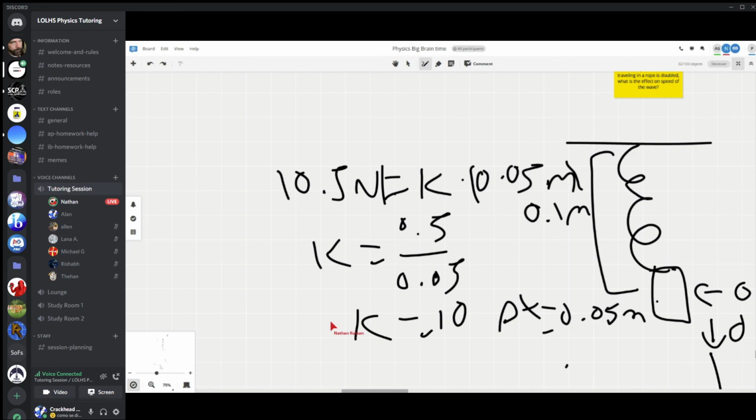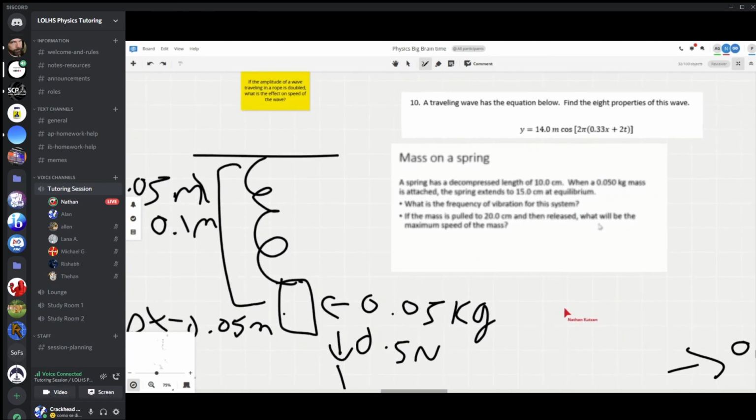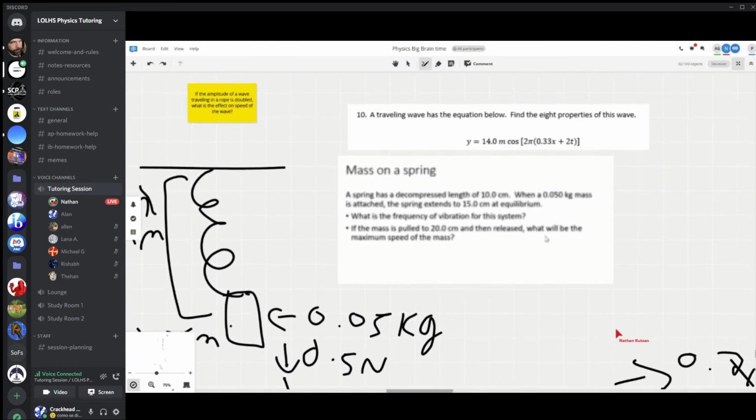Does anyone not understand how I got the spring constant there? Going once, going twice. Okay, so now we have our spring constant. Let me see what the rest of the question asks. It says, what is the frequency of vibration for this system?